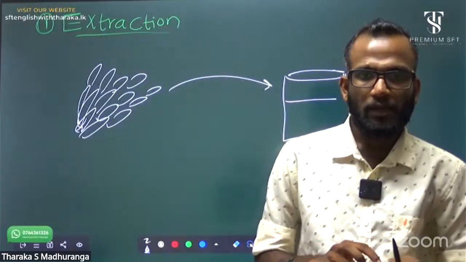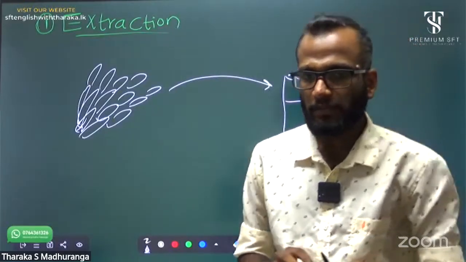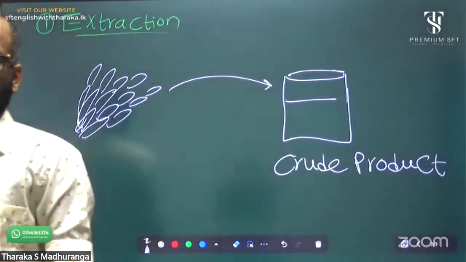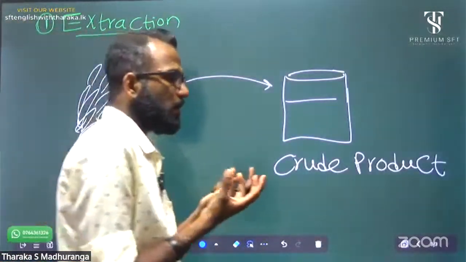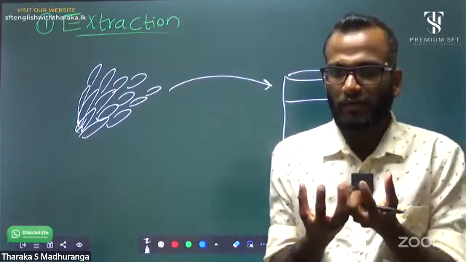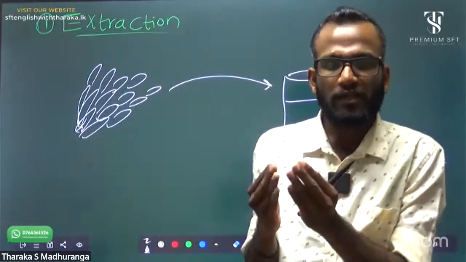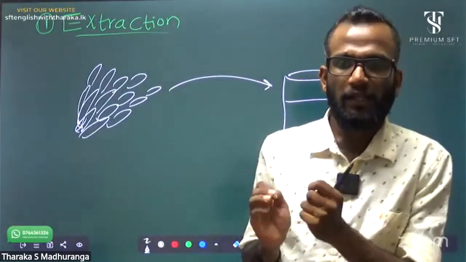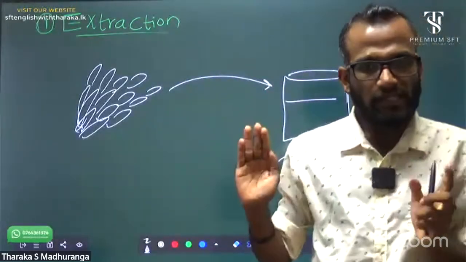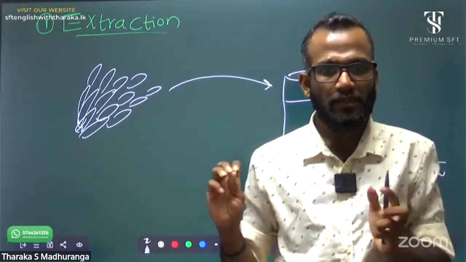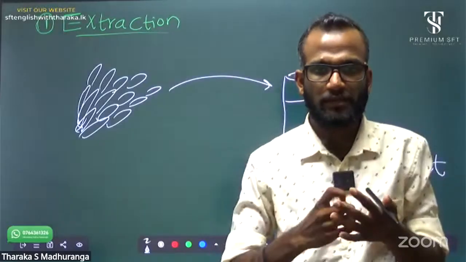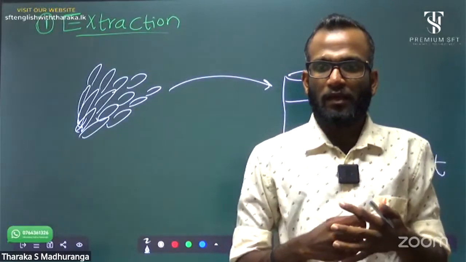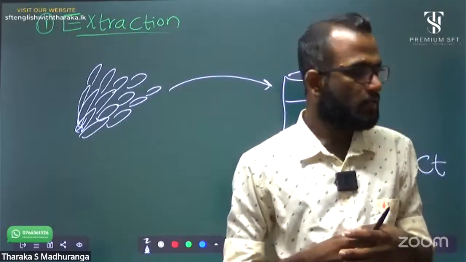Understood? Up to now, Samya? The separation of a crude product. Crude product means an impure solution from whatever plant material, that we call extraction, right? This is a simple meaning of extraction. Understood, Tanya?